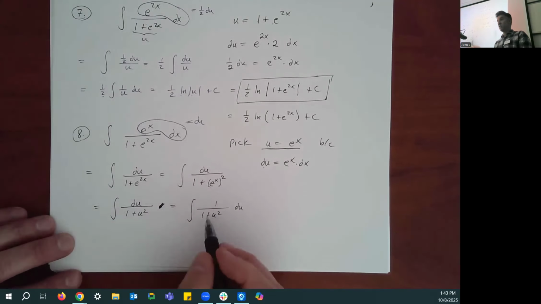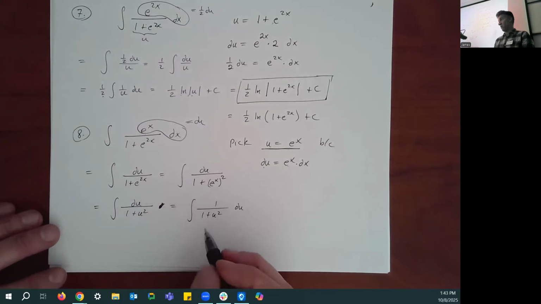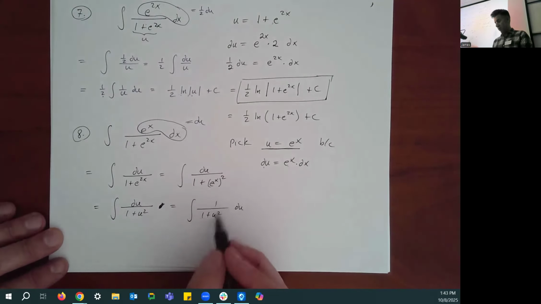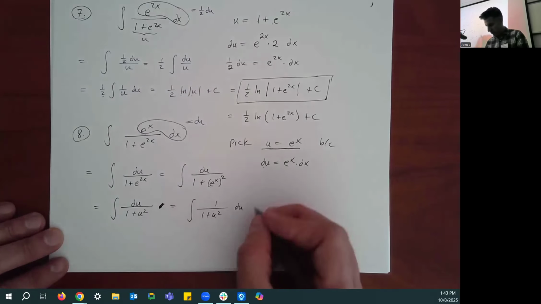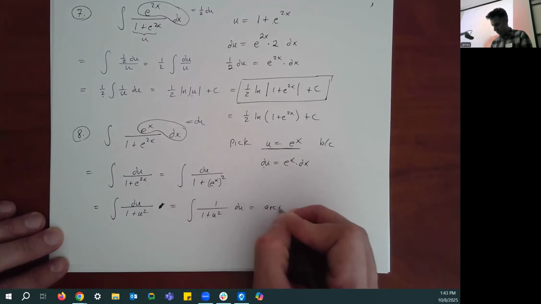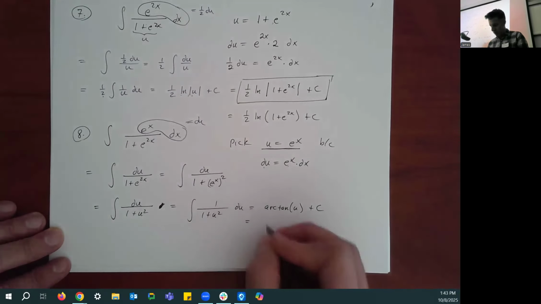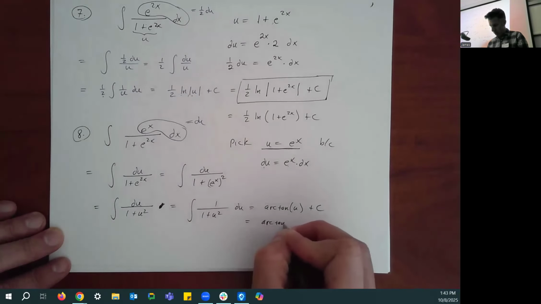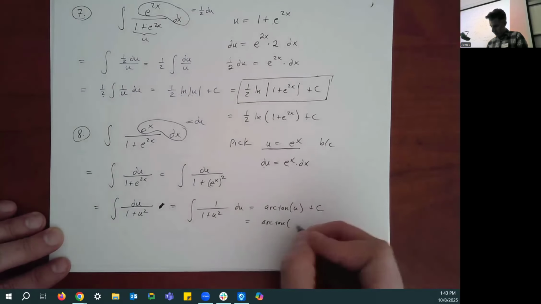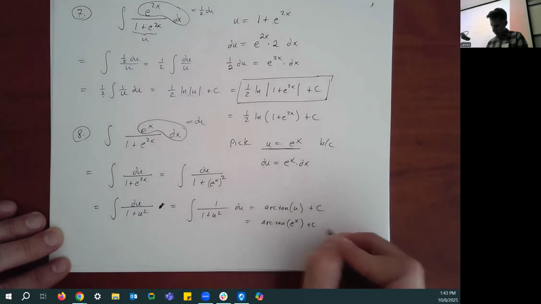This is one of those functions we're expected to recognize as the derivative of a known thing. The antiderivative of 1 over 1 plus u squared is the arc tangent of u. And finally, we plug back in u, and we get the arc tangent of e to the x plus c.